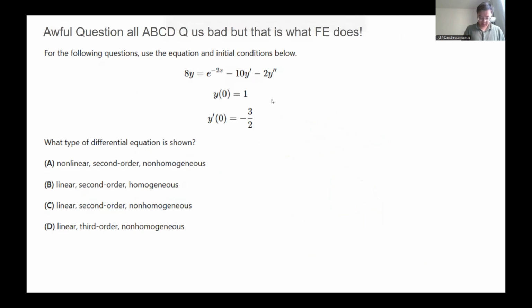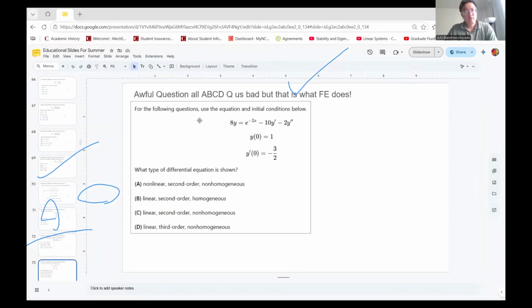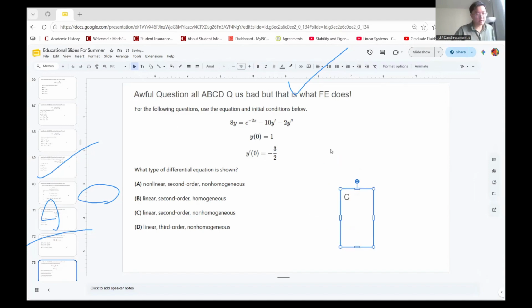Over here, we begin with the following question. It's clearly second order, so we can get rid of that one. Technically it's linear, so we can get rid of nonlinear. It is not homogeneous, so it's C. It must be C. Yeah, I will double check that later.